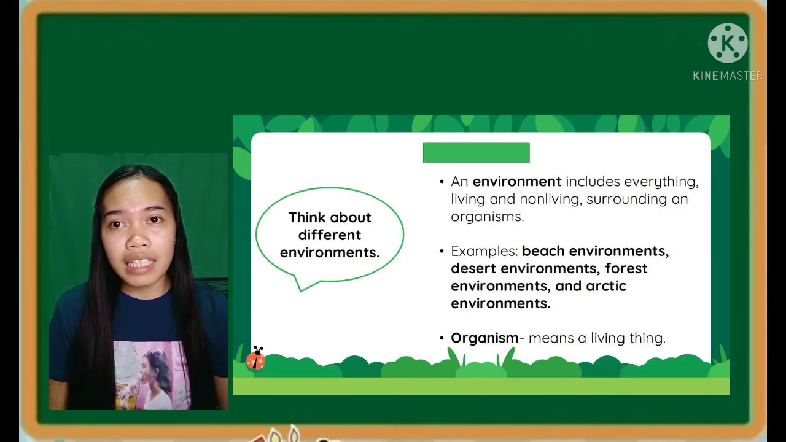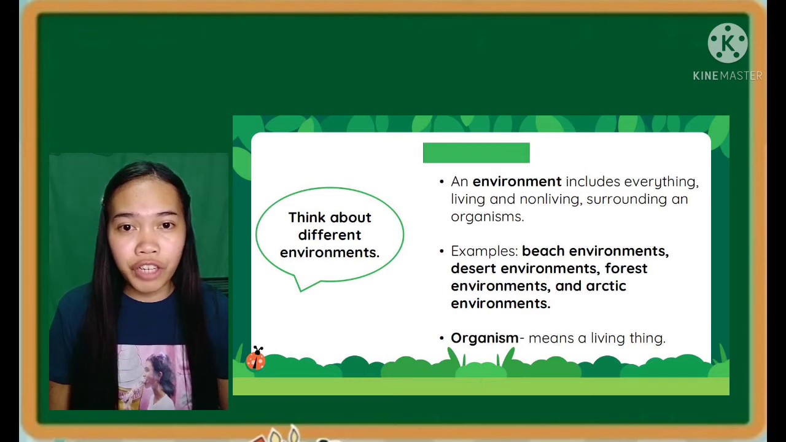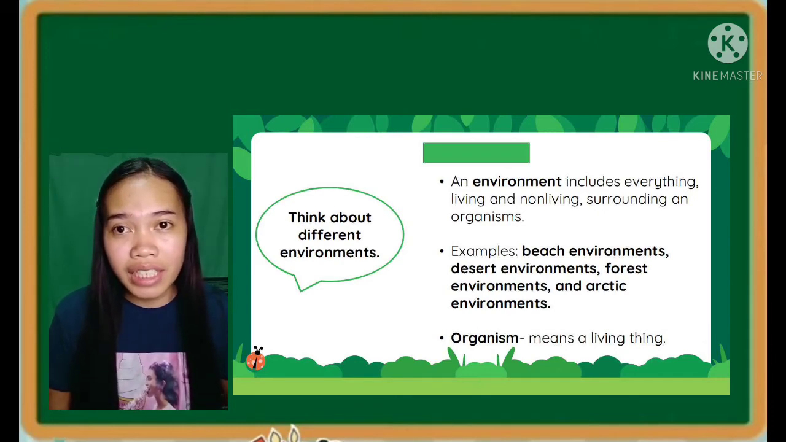An environment includes everything, living and non-living, surrounding an organism. For example, beach environments, desert environments, forest environments, and Arctic environments. Organism means a living thing.